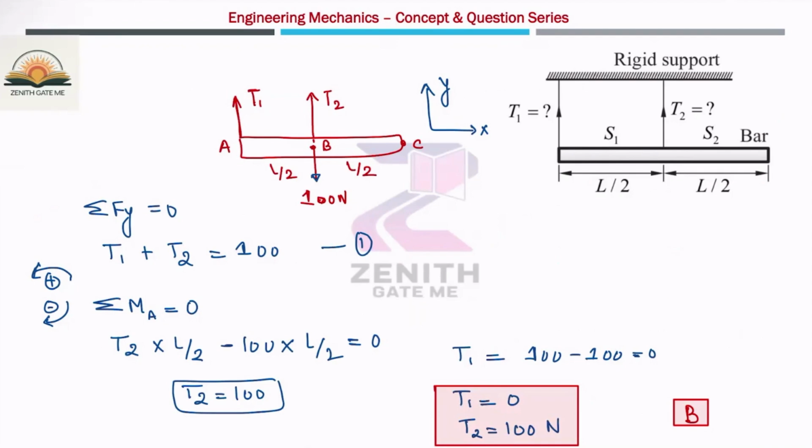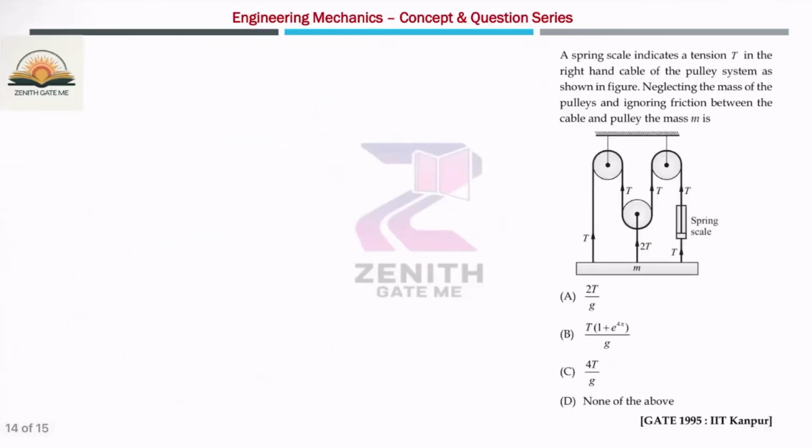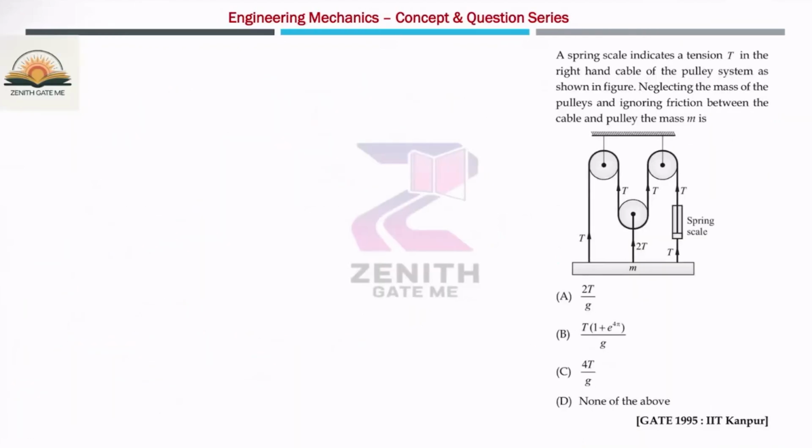This question is also a GATE problem which was asked in GATE 1995. A very simple question. A spring scale indicates a tension T in the right hand cable of the pulley system as shown in the figure, neglecting the mass of the pulley and ignoring the friction. So there is no friction. That's why the tension in all the cables will be the same. So here it is tension T, here it is also tension T.